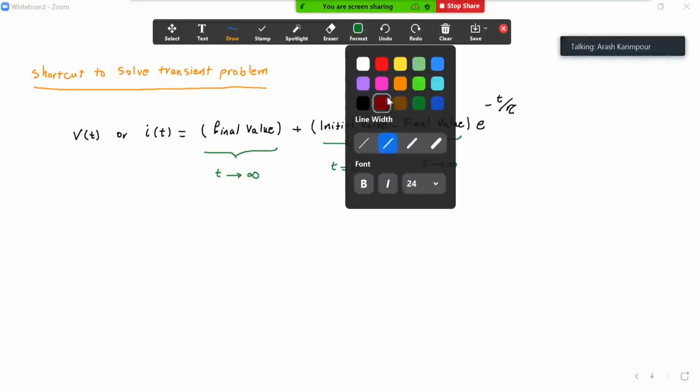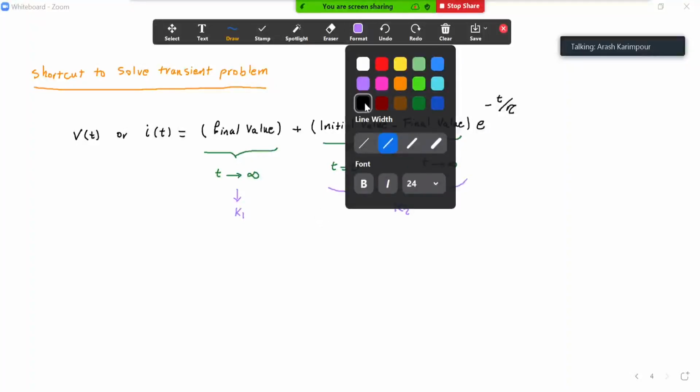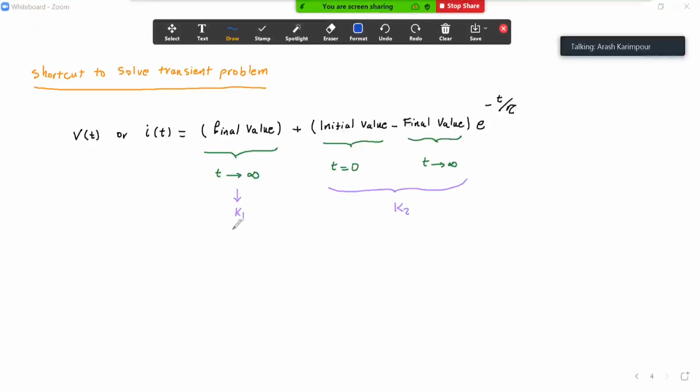If you remember from the solution we had up to this point, this part is actually the K1 when we write the solution, and this part is the K2. And generally it is like that. So the K1 is the steady state condition.